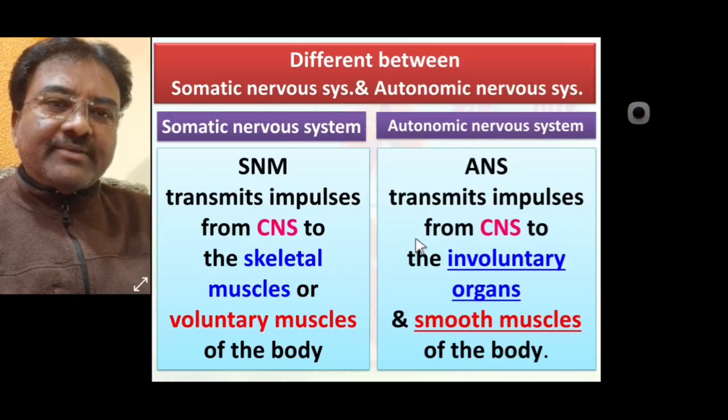The somatic nervous system controls skeletal muscles, voluntary muscles. The autonomic nervous system controls involuntary organs and smooth muscles. Hope that you understood the difference between the somatic nervous system and the autonomic nervous system.